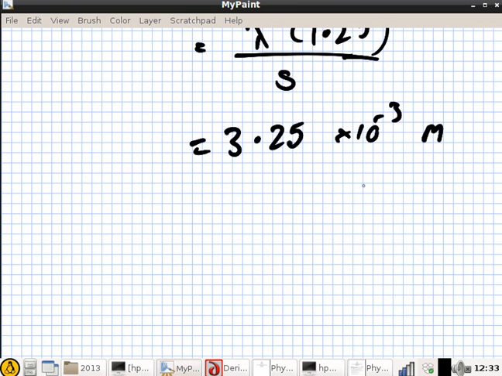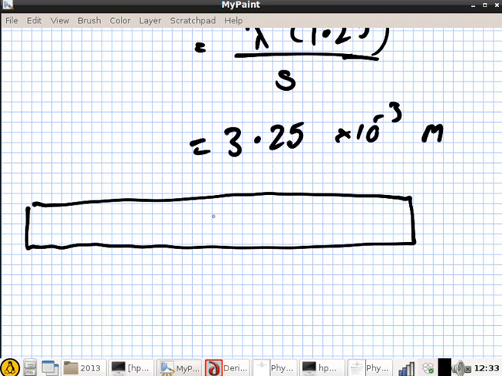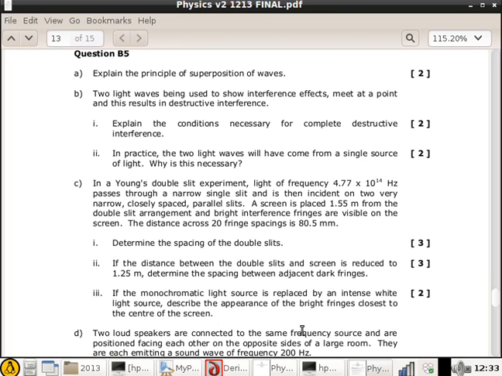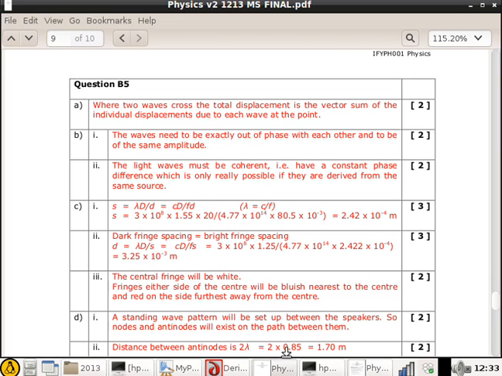Now let's just draw what that looks like. So we have a really bright dot here, and then we have less bright dots here, and then we have them here, and then here is dark. So dark, bright, dark, bright, dark, bright, dark, bright, and so on. And what they would like to know, determine the spacing between the dark fringes. Did we get this? Yes.